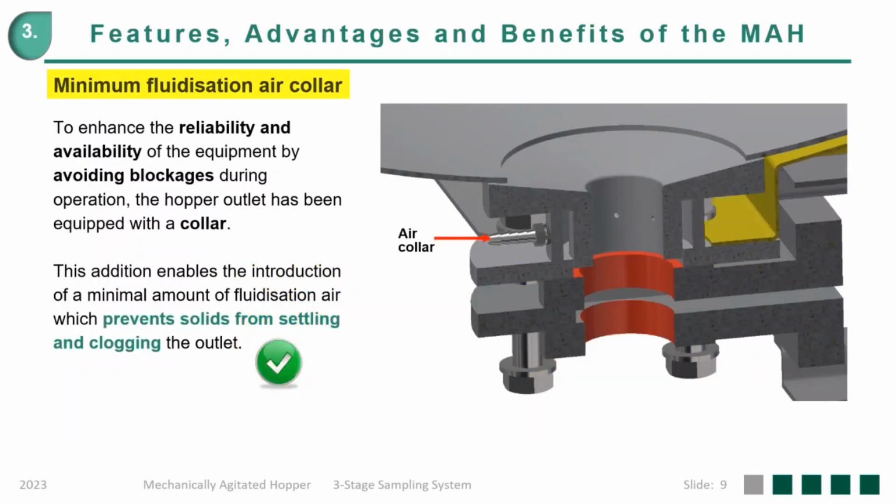Now we will talk about the minimum fluidization air collar. As you can see by the arrow in the picture, this is where the air collar is. It is included to enhance the reliability and availability of the equipment by avoiding blockages during operation. The hopper outlet needs to be equipped with a collar. This addition enables the introduction of a minimal amount of fluidization air, which prevents solids from settling and clogging the outlet of the retention hopper.